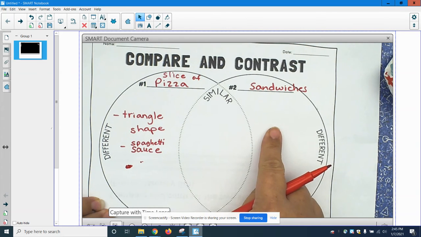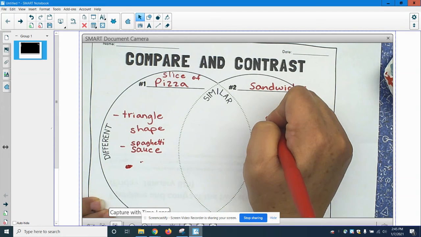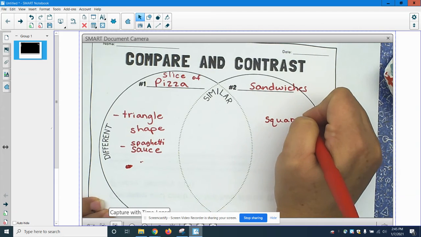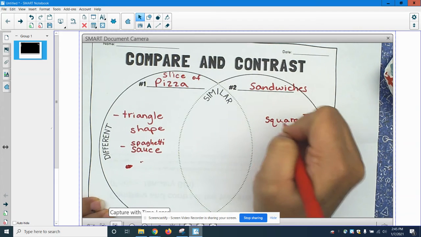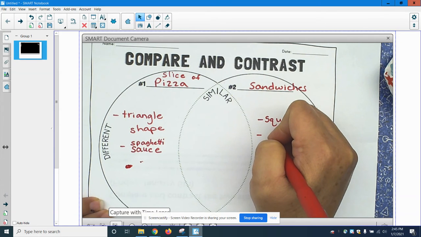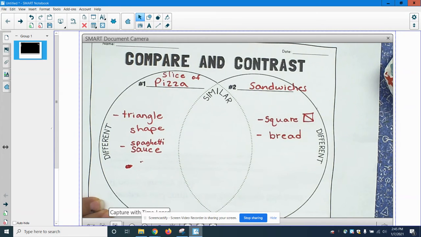Now think about how sandwiches are different from pizza. Well, they're usually shaped like a square, unless your mom cuts it like that, and then you have your slices. And it's made out of bread. Okay.